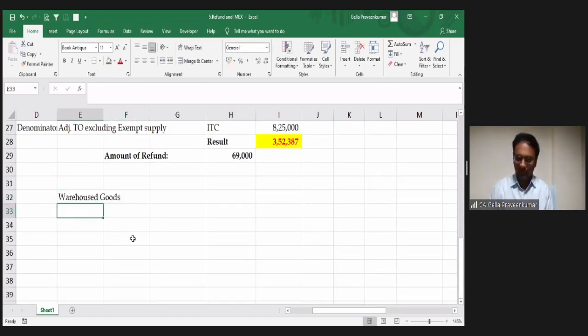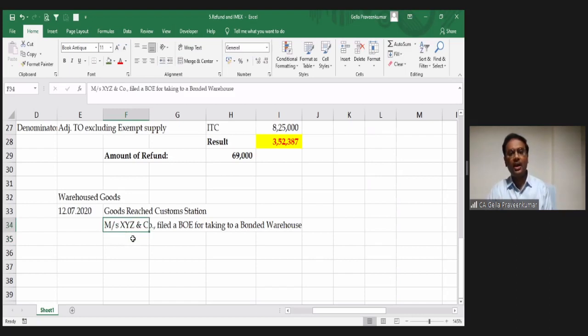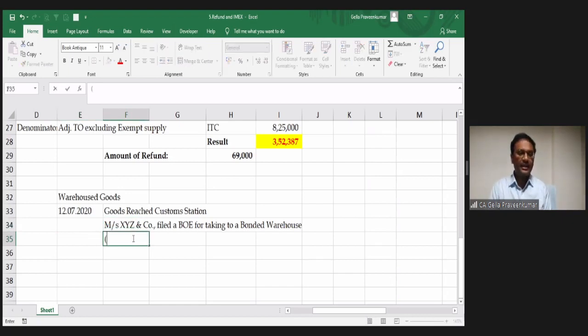Now, say on 12th July 2020, goods reached the customs station. So, M/s XYZ and Co. filed a bill of entry for bonding, for taking to a bonded warehouse. That means to say, on 12th July, this entity called XYZ Limited doesn't want to clear the material. Say XYZ Limited is registered in the state of Uttar Pradesh.